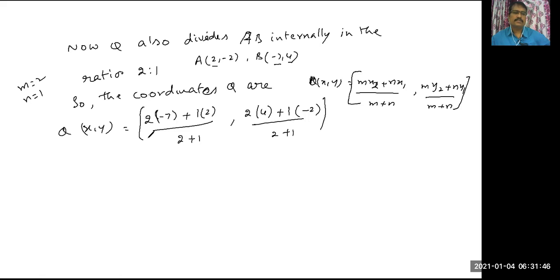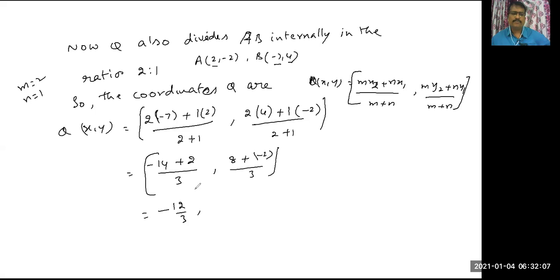That's it. So 2 into minus 7 is minus 14 plus 2 by 3. 2 4 is 8 plus minus 2 by 3. So minus 14 plus 2 is minus 12 by 3. 8 plus minus 2 is plus 6 by 3. So 3 4s are 12, minus 4, 3 2s are 6. So minus 4 comma 2. Minus 4 comma 2. That's it.